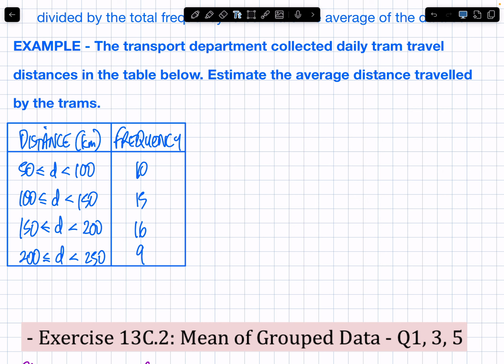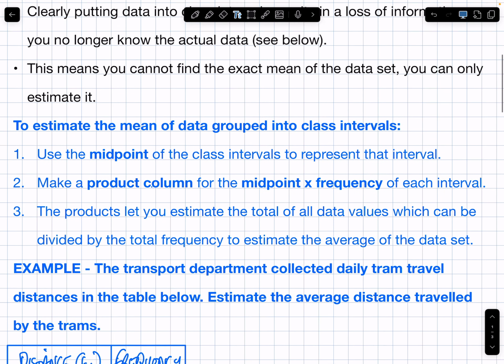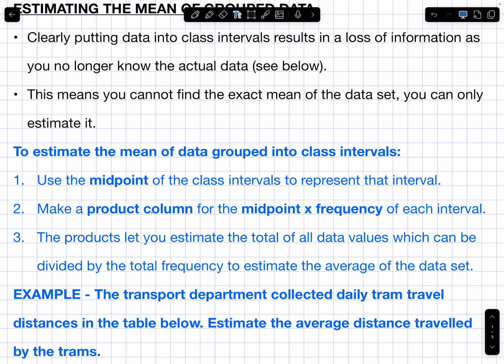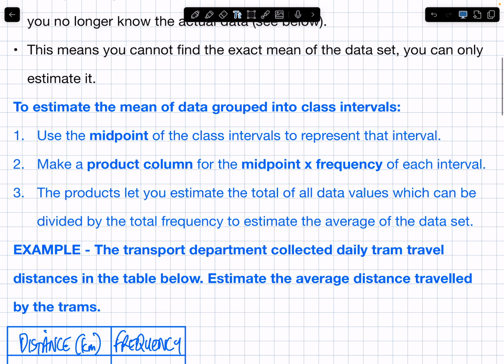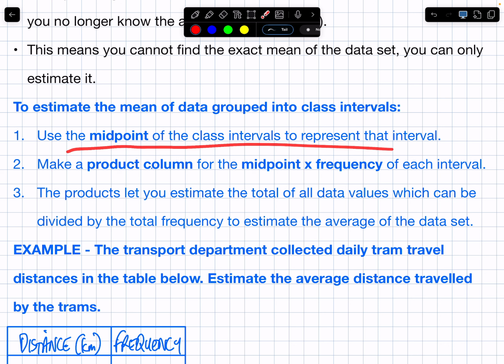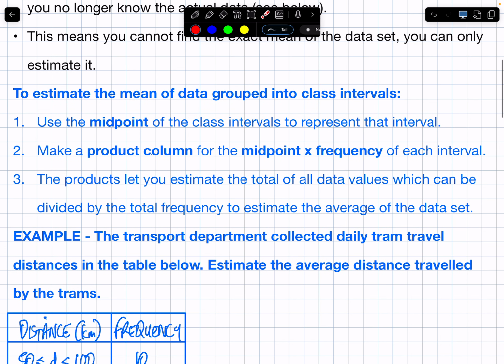No. There was 10 distances between 50 and 100. I lost data. So how do you deal with this? These are the steps, so you get the steps down. Use the midpoint of the class intervals to represent the interval. That's step 1. Step 2, you make a product column. And then step 3. I'll give you a few minutes to get that chunk down, the 3 steps. Then we'll do an example together.